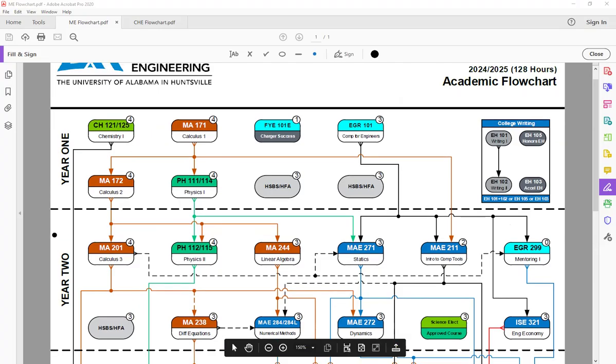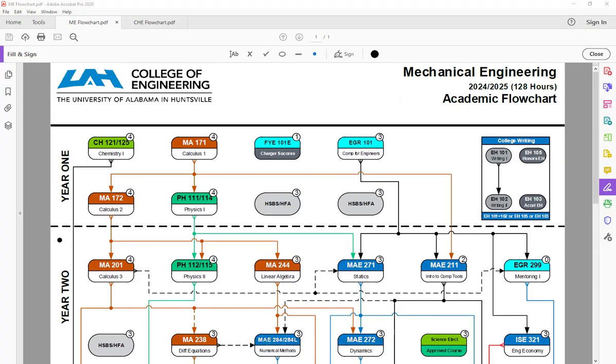For many of you, your semesters won't look exactly like the ones shown here, and that's fine. We have some flexibility to move things around. More on that later. First, let's talk about all these crisscrossing lines that you see.